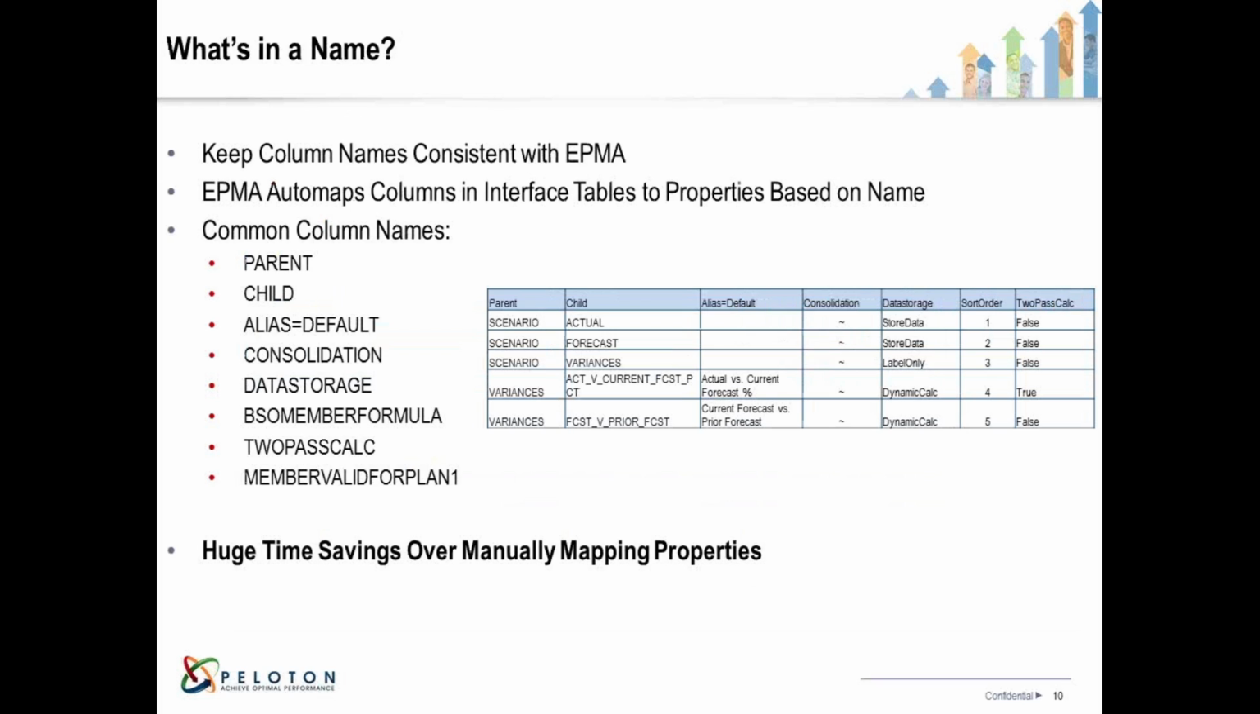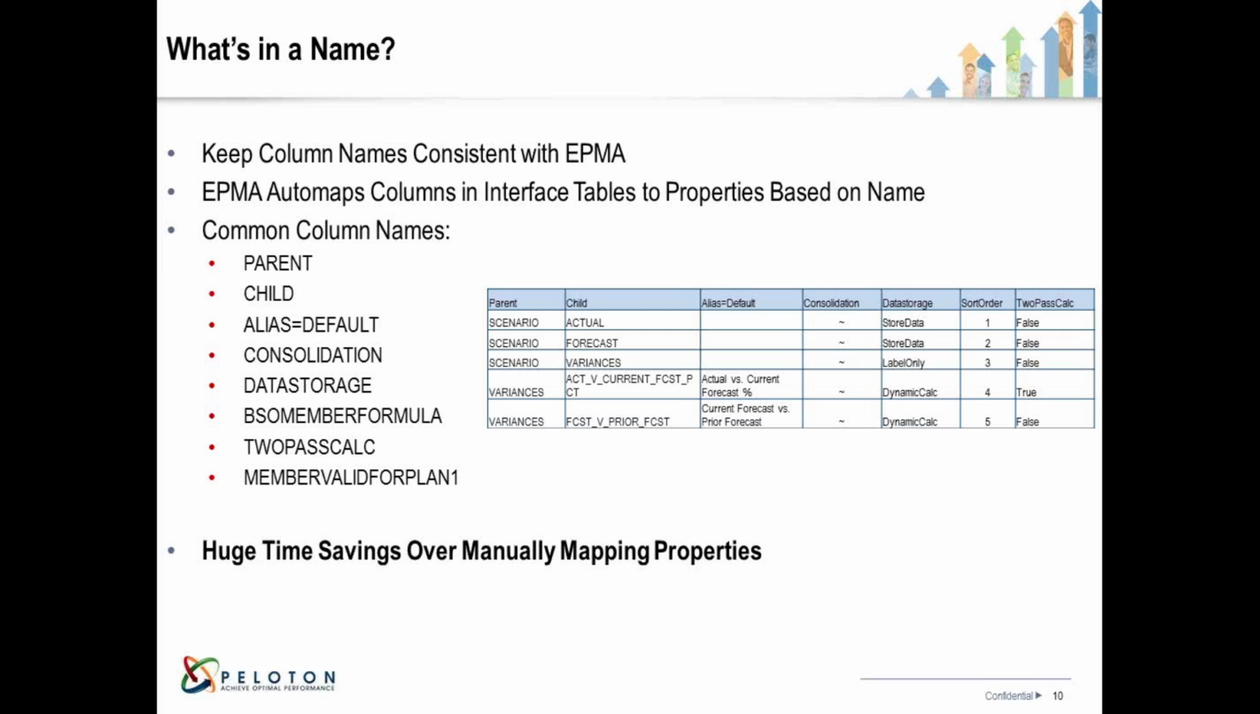For your interface tables, one thing that makes maintenance very easy is to keep your column names consistent with what the EPMA property is. EPMA automatically maps the columns in your interface table to the EPMA property based on the name. So if the name of your column matches exactly with the EPMA property value, then when you're creating your import profiles, it's automatically going to map the column name to the EPMA property.